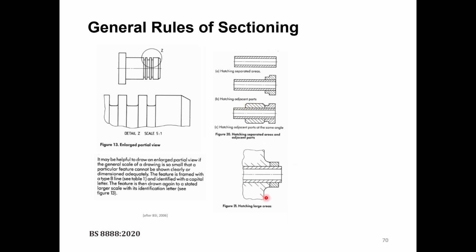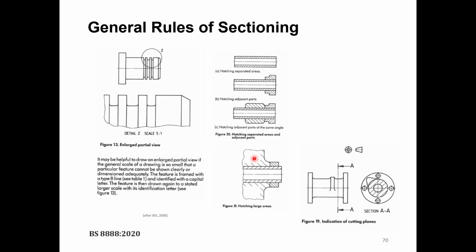If you have a large part, you don't need to hatch the entire part. You can just show it like this. For example, for this part, you can show only some of it. You hatch it, but you don't need to hatch it entirely. There is one way of choosing this kind of hatching in those CAD software.